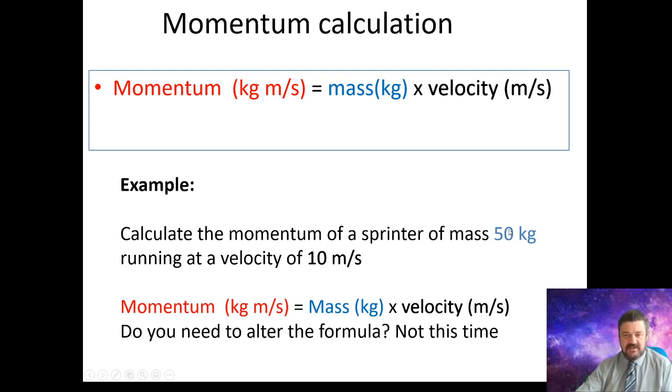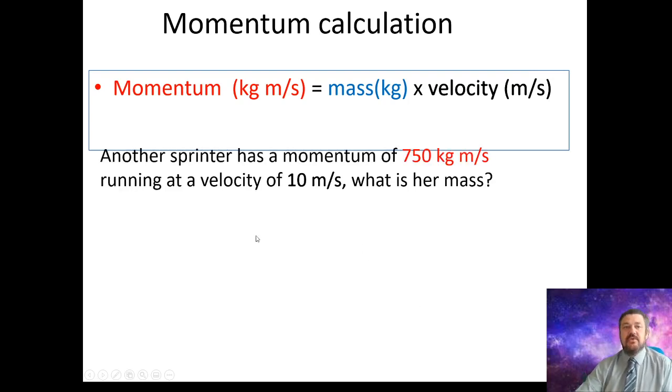We've got mass, 50 kilograms. We've got velocity, 10 meters per second. Let's plug our numbers in. 50 kilograms times 10 meters per second gives us a momentum of 500 kilograms meters per second. Nice and easy. Let's do another one. So another sprinter has a momentum of 750 kilograms meters per second, running at a velocity of 10 meters per second. What is her mass?